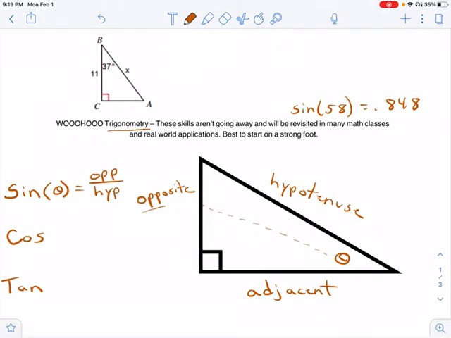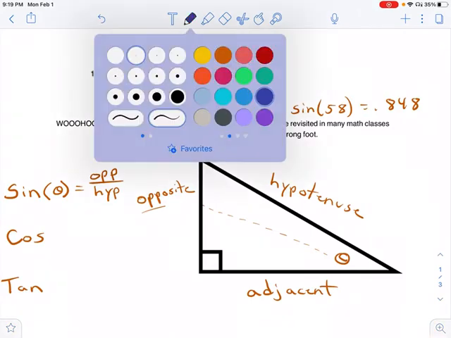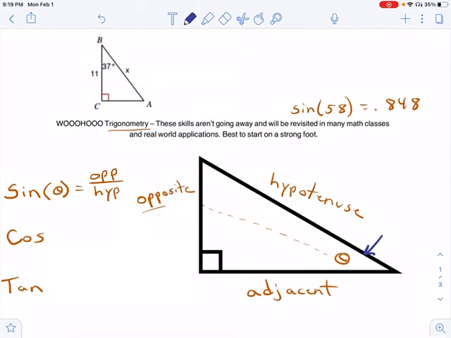And what that means is, in a right triangle, if one of my angles is 58 degrees, particularly this angle in this case, which is also known as my reference angle, then it's going to tell me that the opposite divided by the hypotenuse in that triangle is 0.848. That is the ratio between those two.